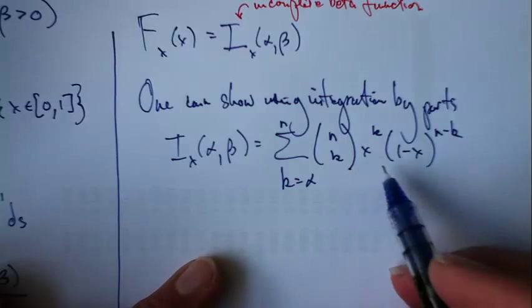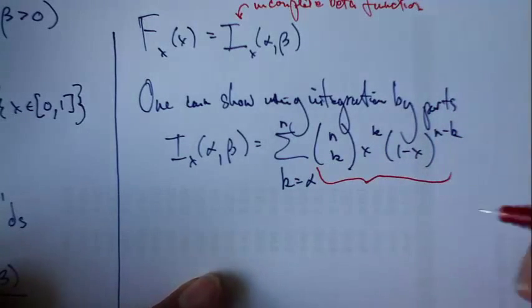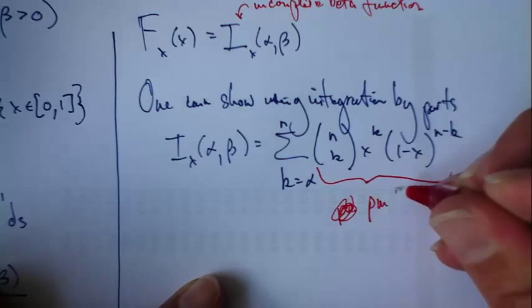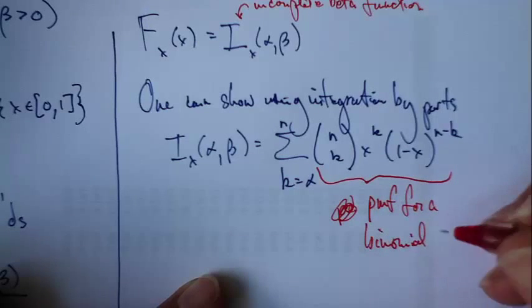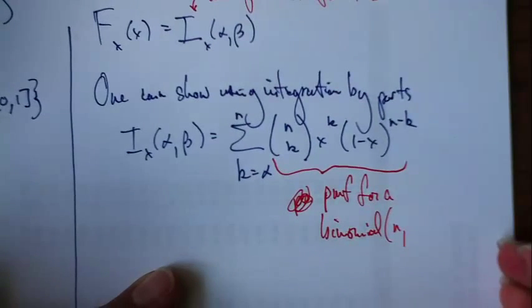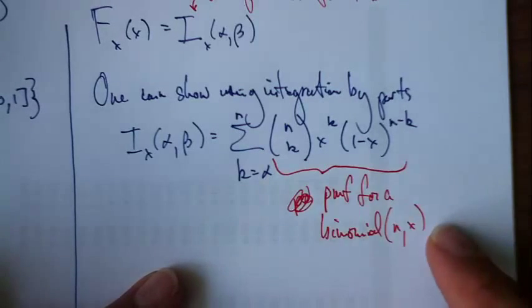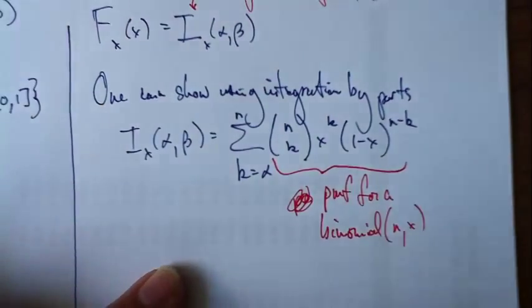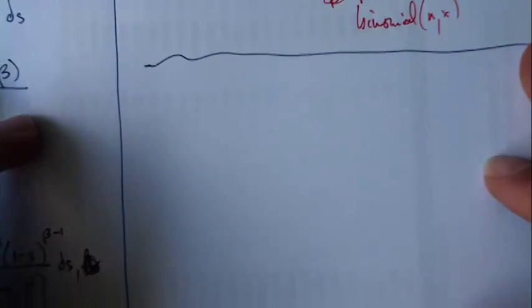Okay? Yeah, and you should note that all this stuff in here looks awfully familiar. This is the probability mass function for a binomial random variable with parameters n and x. Okay, x here is the success probability. See that? Okay, so maybe you could try to show that this is true using integration by parts. All right. Now, here's a theorem for you. Let's see if we can find the expected value of a beta random variable. I bet we can.